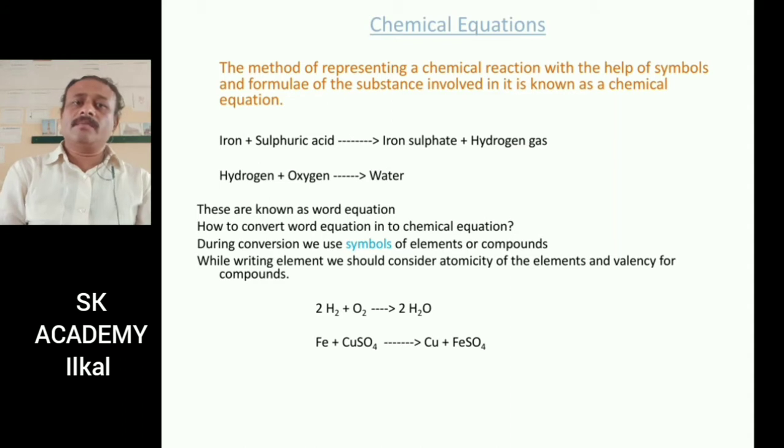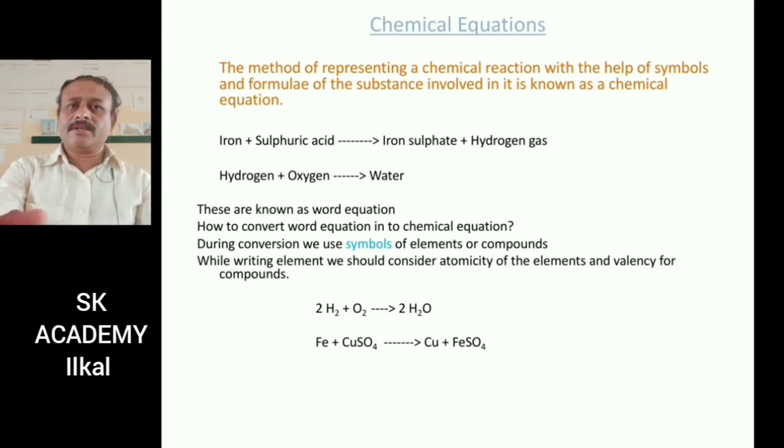While writing the elements, when you are using the symbol, we should consider the atomicity of that element, and secondly, the valency for the compounds. We have to consider the valency for the compounds, right?